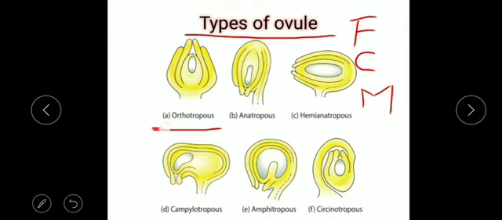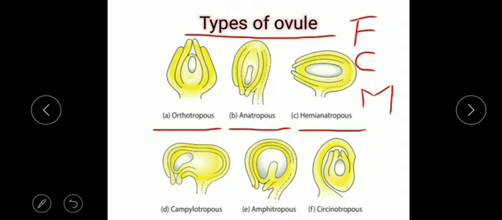Okay, so coming to orthotropous, ortho means straight. When the micropyle, chalaza end and the funicle are all in a straight line, you can call it an orthotropous ovule. As ortho always means straight and erect, when it is erect in a single line, it is known as an orthotropous ovule. Now next is anatropous. Already I have explained anatropous: this is the stalk, the funicle, and the body of the ovule has been bent in such a way that the micropyle is very close to the funicle. So this is called an anatropous ovule.